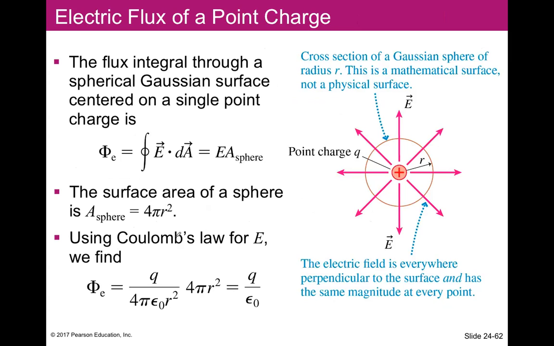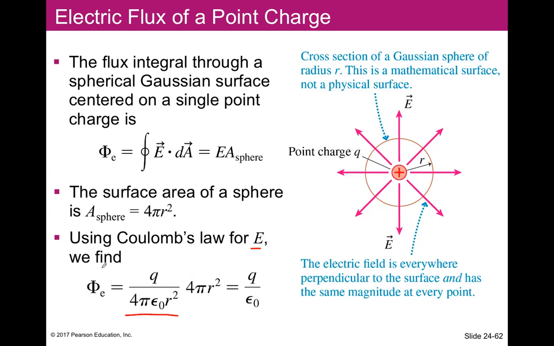If you use Coulomb's law, E equals Q over 4 pi epsilon r squared. Then if you take this E from Coulomb's law times A, which is 4 pi r squared, the 4 pi r squared cancels, and you get the flux equals Q over epsilon. Epsilon is a constant which is related to the material. In vacuum or in air, we define epsilon to be 1.